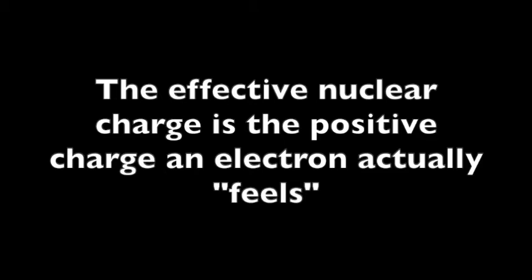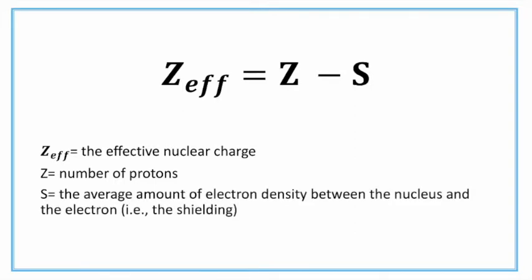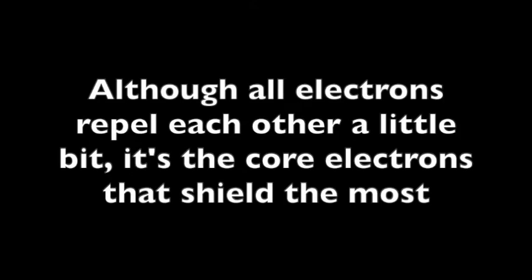Now, here is a simplified equation where Z effective is the effective nuclear charge, Z is the number of protons, and S is the average amount of electron density between the nucleus and the electron, in other words, the shielding. When you think of periodic trends and what's causing them, think about that balance between the attraction of the nucleus and the shielding from those core electrons. Note that even though electrons in the same energy level do repel each other a tiny bit, it's the core electrons we're more concerned about when it comes to periodic trends because they have a much larger effect.